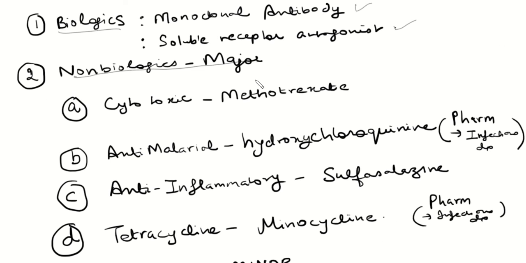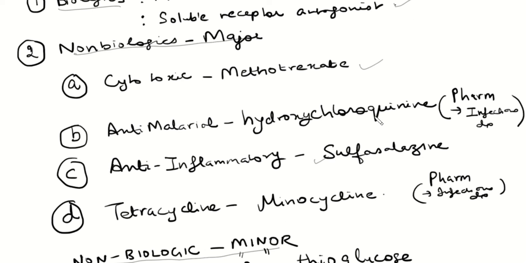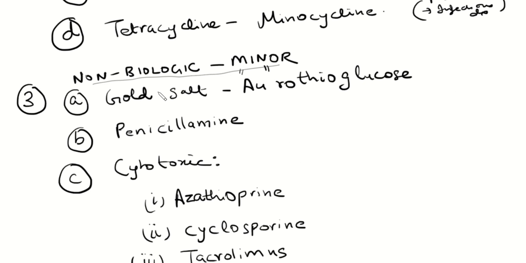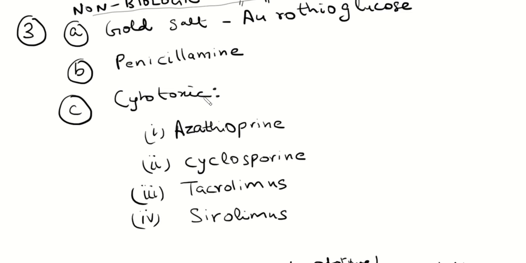The non-biologic majors, we have methotrexate, which is a cytotoxic, and sulfasalazine, which is anti-inflammatory. You have two infectious disease drugs, which are going to be covered in infectious disease pharmacology: an anti-malarial drug, hydroxychloroquine, and a tetracycline, which is minocycline. So I'll cover those in those lectures. And then with non-biologic minors, we have the gold salt, we have penicillamine, and then I have the transplant drugs or the cytotoxic drugs that I've categorized within the cytotoxic category, which is azathioprine, cyclosporine, tacrolimus, and sirolimus.